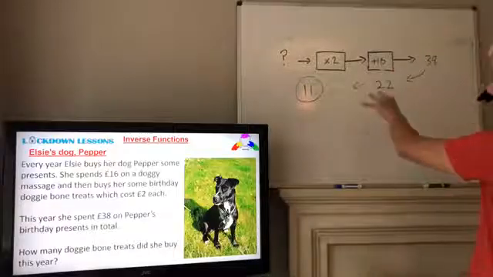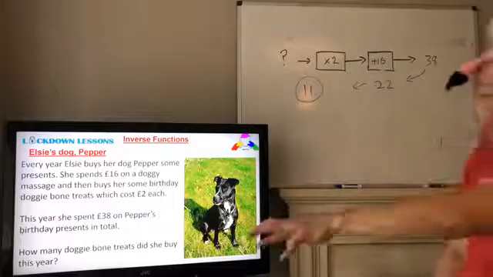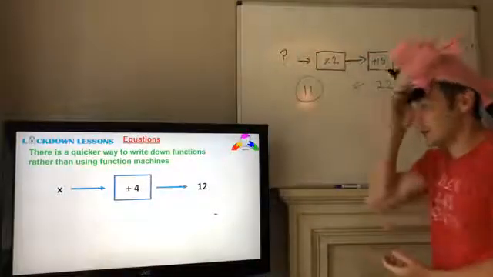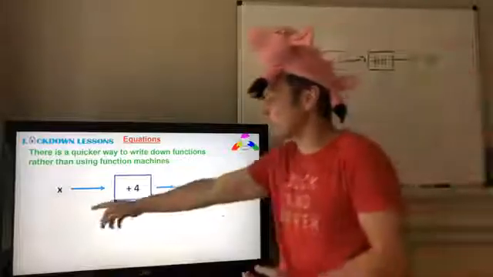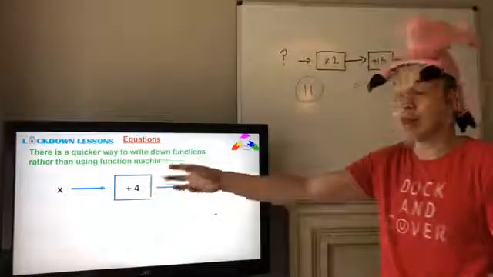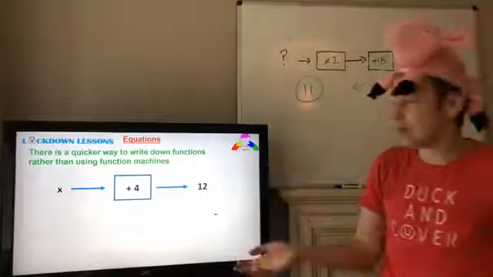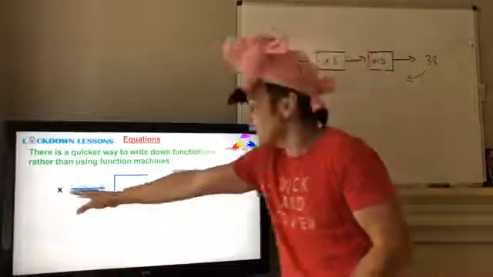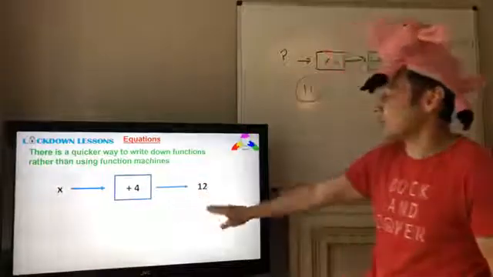Okay, and these function machines take a while to write out. So we have a better way of writing them out. We'll use some algebra. So there's a quicker way to write down these functions. If this was our function machine, x is what we normally use for our input, the number going in, what we're trying to work out. In that case, x was our number of doggy bones. So you put the x in, we add 4, you end up with 12.